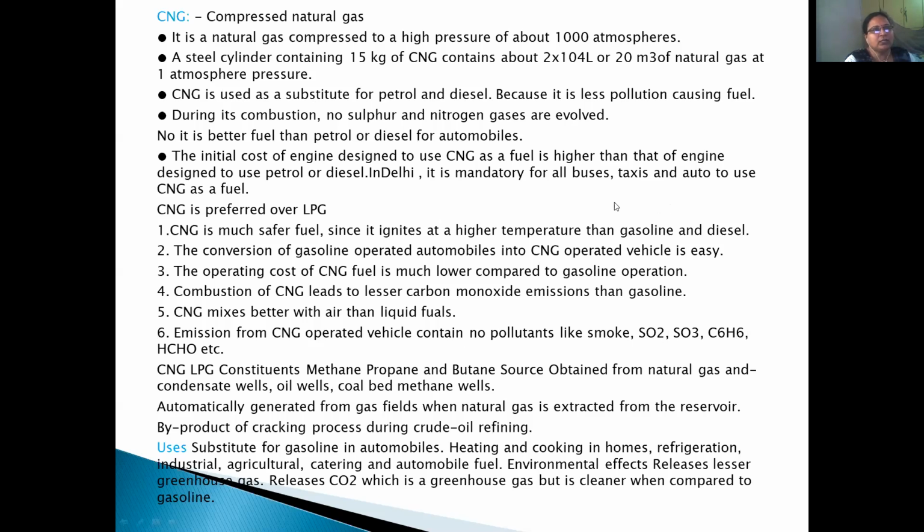So we have completed synthetic petrol manufacturing by the Fischer-Tropsch process, and then the gaseous fuels.